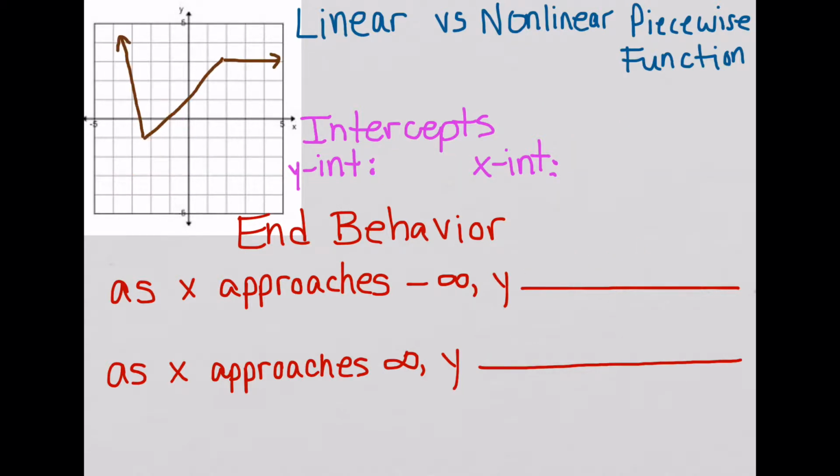Okay, let's look at another function. So this one is made of all straight pieces, so that one looks like it is a linear piecewise function. Now the intercepts, okay, to make this easy, let's say that crosses at negative 1, 0.